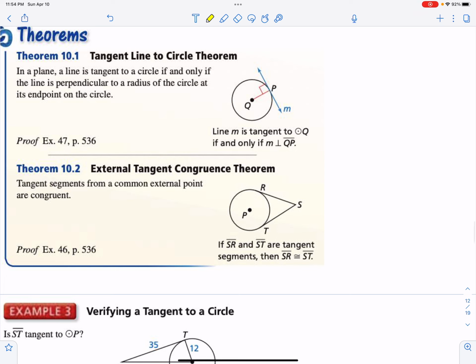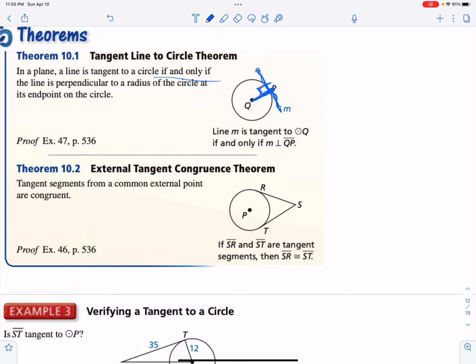All right, so tangent line to a circle theorem. First one we have here, it says in a plane, a line is tangent to a circle if and only if. Again, that's key notation. That means we can read that backwards or forwards. But it says if and only if the line is perpendicular to the radius. So what it's saying is this line is tangent so long as the radius is perpendicular to it. So if I have a radius that's perpendicular to a line, I know that line only touches my circle at one point, and that's the point of tangency.